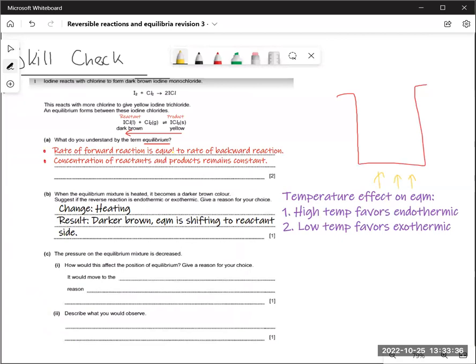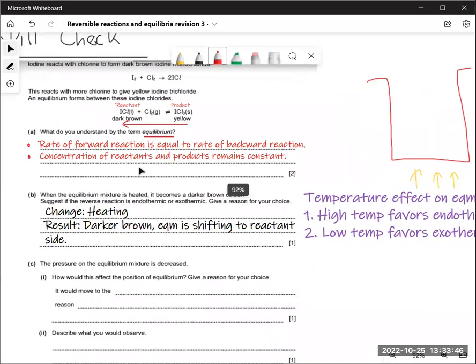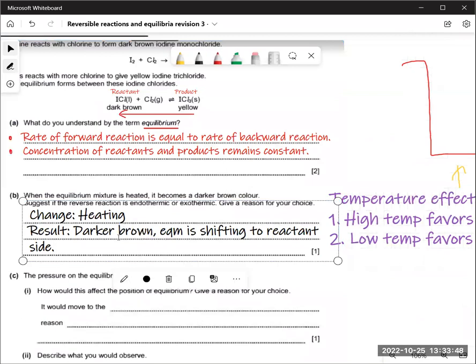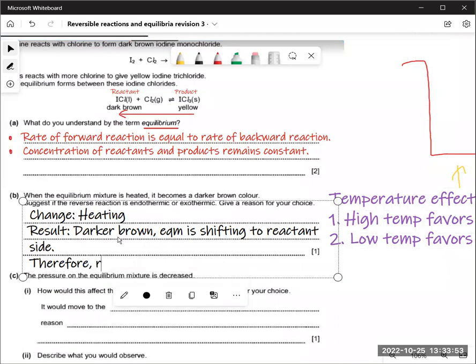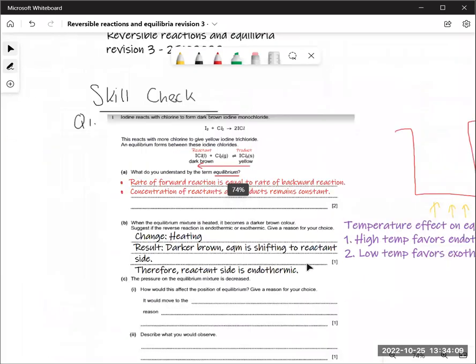What I realize is heating is causing it to go back to the reactant side. So what type of reaction is that backwards? Is it endothermic or exothermic? Oh, it's endothermic. Because heating it is causing it to go backwards, therefore the reactant side is endothermic. And I know that heating only favors endothermic. So if heating is favoring reactant, that must mean the reactant is endothermic. Right? Understood?